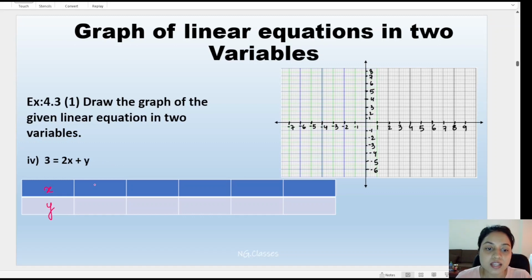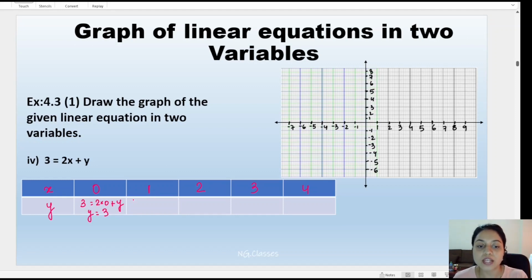So let's do it the same way. Let's take the x value as 0. It can be 1, 2, 3 and 4. You can take any value of your choice. Now let's calculate the y value. So when x equals 0, let's substitute it in the given equation. We will get the y value as 3, right?